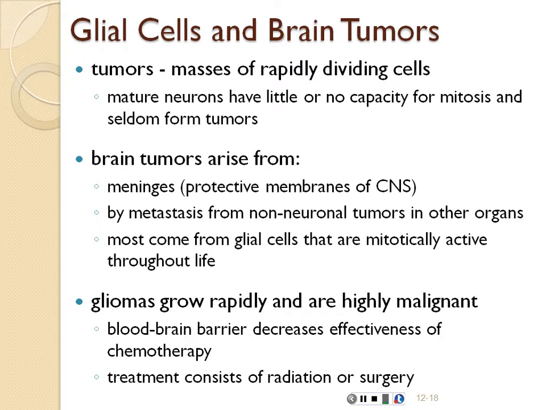Okay, so tumors. Tumors occur in the nervous system. What is a tumor? What are tumors? A mass of abnormal cells, right? Cells that grow too rapidly and undergo mitosis when they should not. So they cause a mass of rapidly dividing cells.